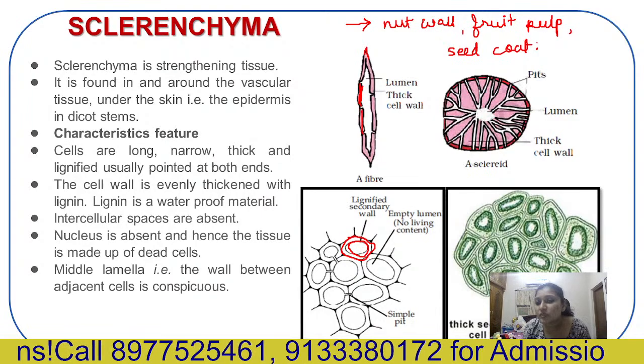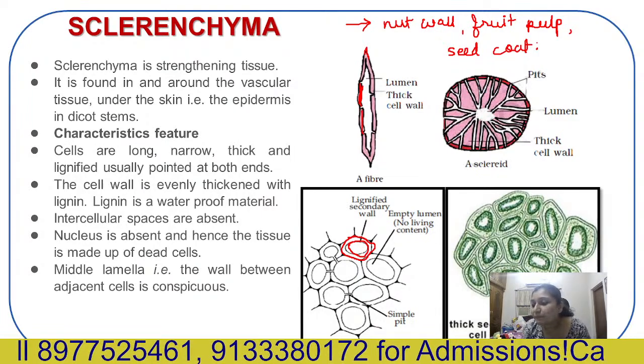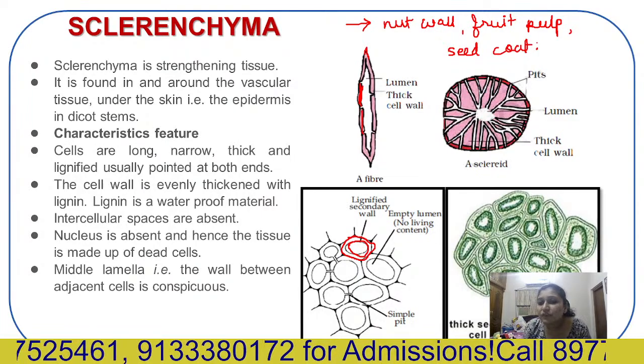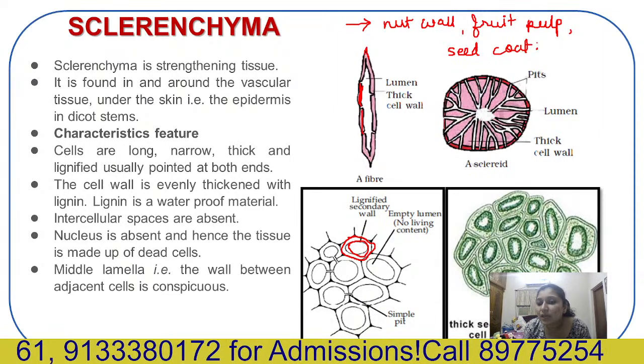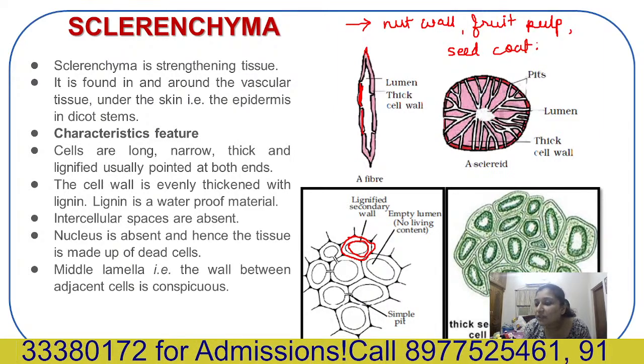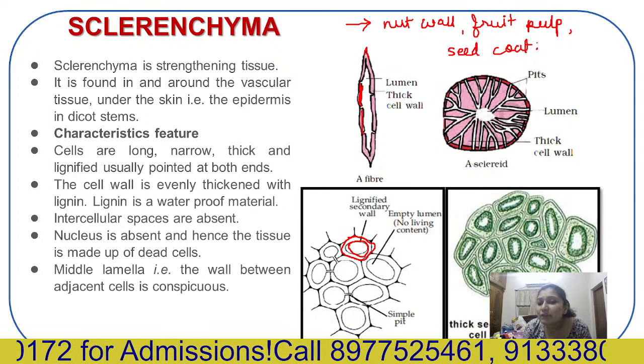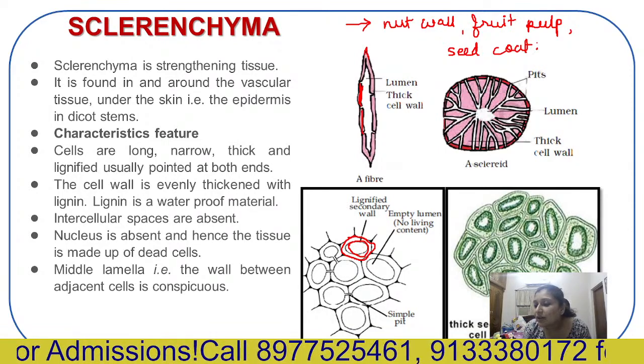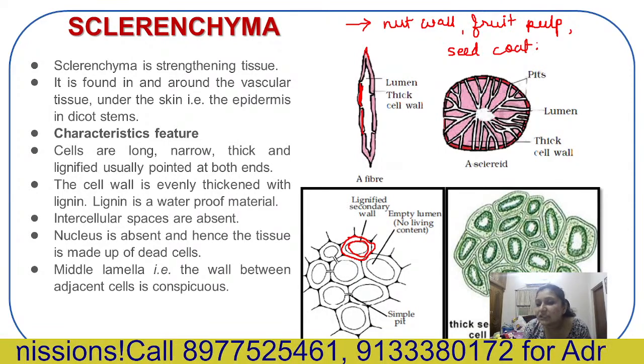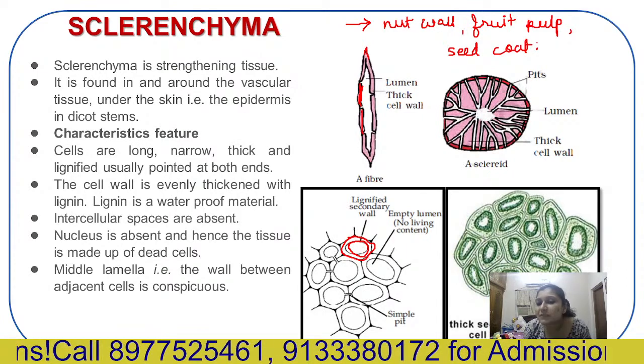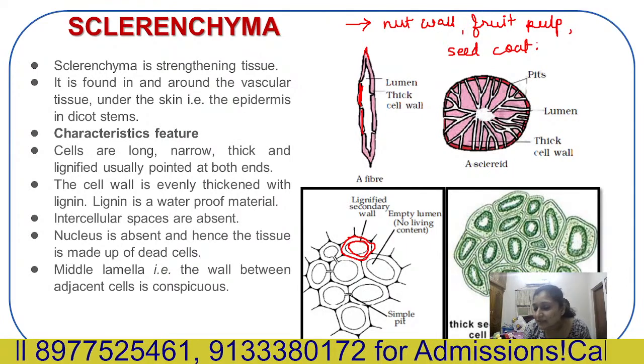Sclereids mostly. Remember in the case of the pulp of fruits like sapota (chiku) and guava, the only living part is the seeds. All the other pulp part is completely dead. It is made up of sclerenchyma cells.